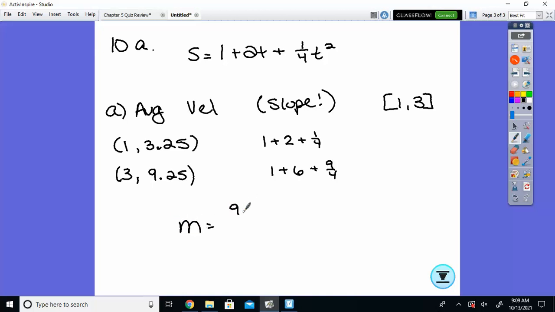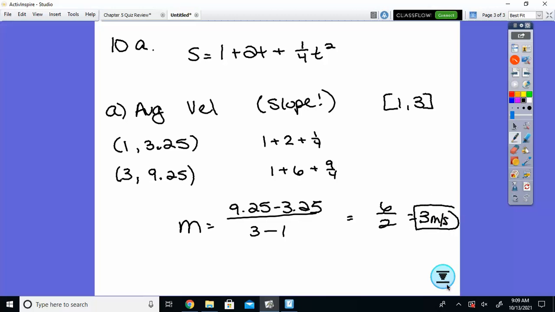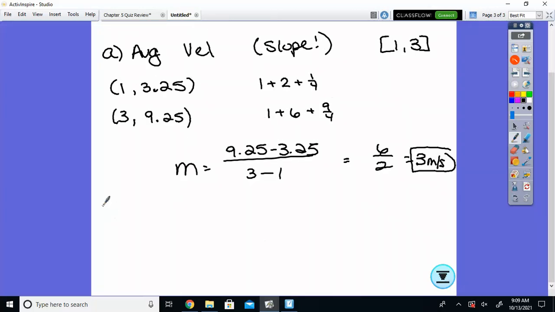Now we find slope. Slope is y sub 2 minus y sub 1 over x sub 2 minus x sub 1. So we get 6 over 2, which is 3. It is measured in meters per second. So that's part A.